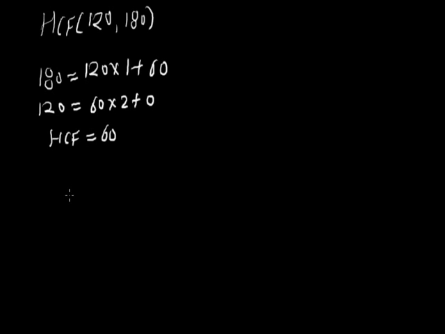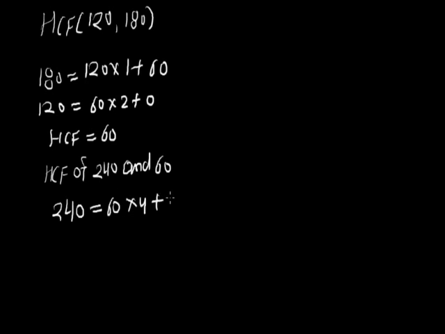Now we will find the HCF of 60 and 240. In the next step, HCF of 240 and 60. Okay, so for this purpose we will divide 240 by 60, quotient is 4 and remainder comes out to be 0. So HCF of these two numbers comes out to be 60. Okay, so our answer is, the greatest capacity of tin is 60 liters.